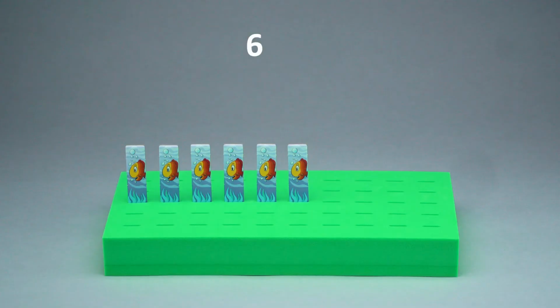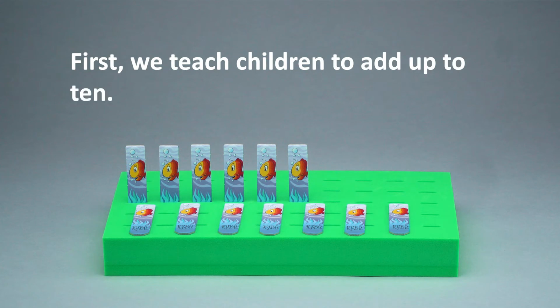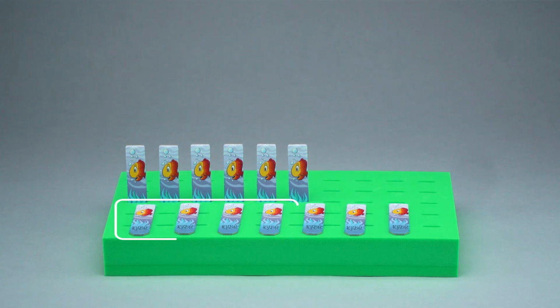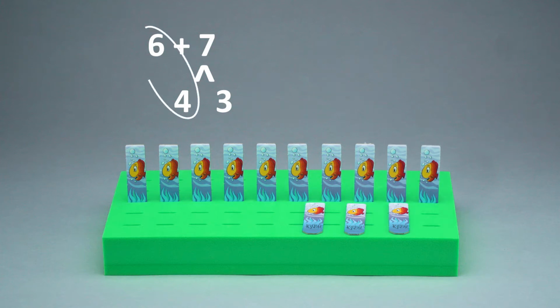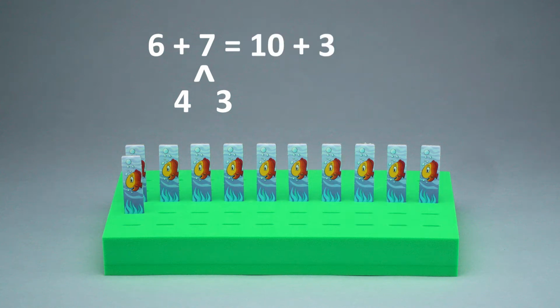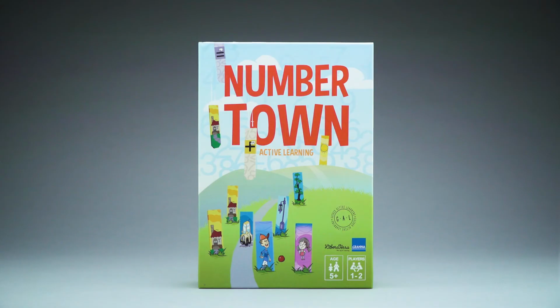There are 6 fish in the aquarium. Sam decided to buy 7 more fish. First, we teach children to add up to 10. 1, 2, 3, 4. 6 plus 4 equals 10. And then we add 3 more. There are 13 fish in the aquarium now.